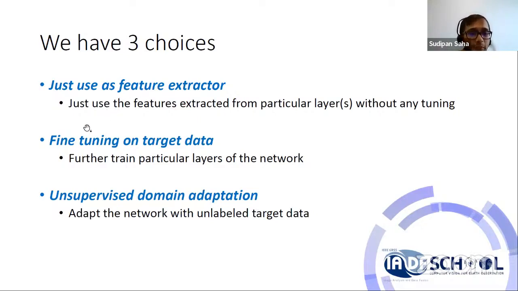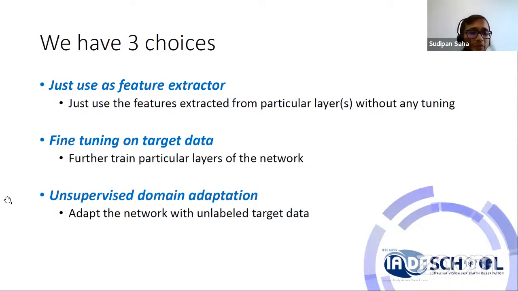Then our second option is to somehow fine-tune on the target data. This also has different options, but one of the most popular choices is to train particular layers of the network, generally the last few layers, typically the last fully connected layer, on some labeled data from the target domain. So this is fine-tuning on the target data.